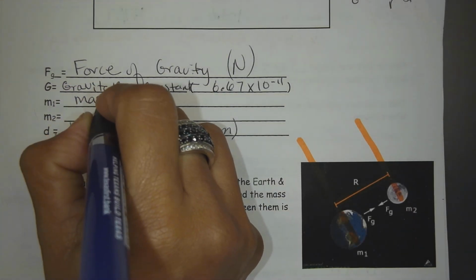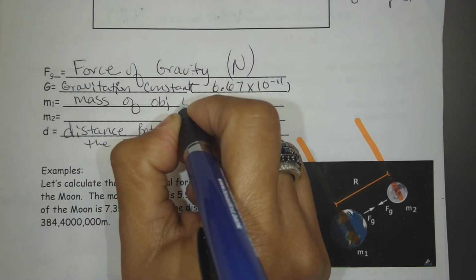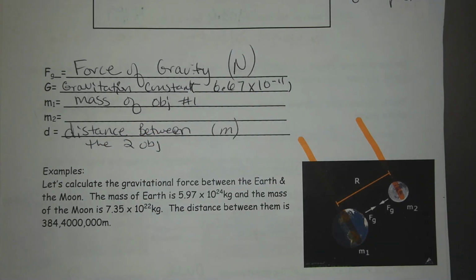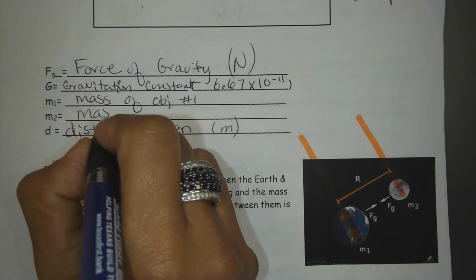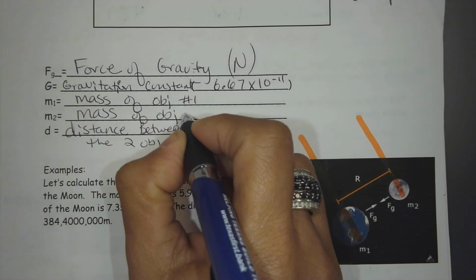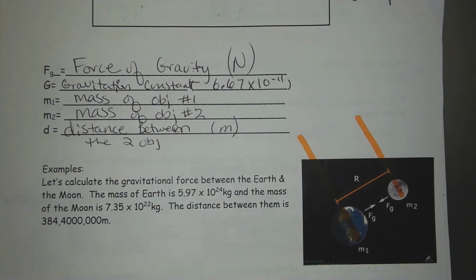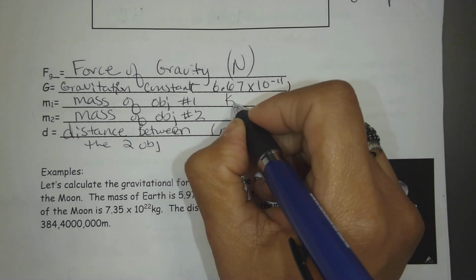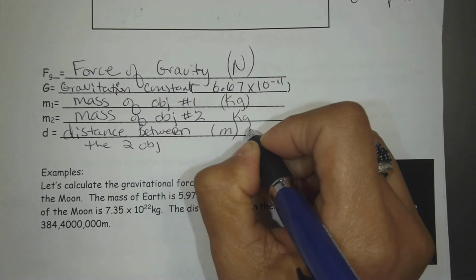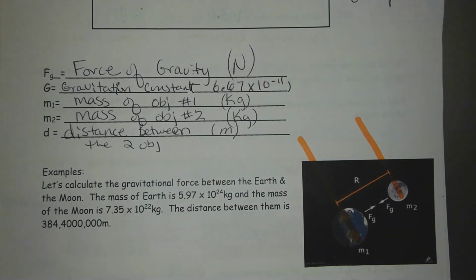M1 is the mass of object number 1. Which one is 1, Ms. Munson? You make a choice, and you call it 1. M2 is the mass of object number 2. And if I give you the mass, what if I say, go to the scale, and the scale gives it to you in grams, convert to kilograms. If I give it to you in pounds, convert it to kilograms. But this must always be in kilograms. No ifs, ands, or buts on that.